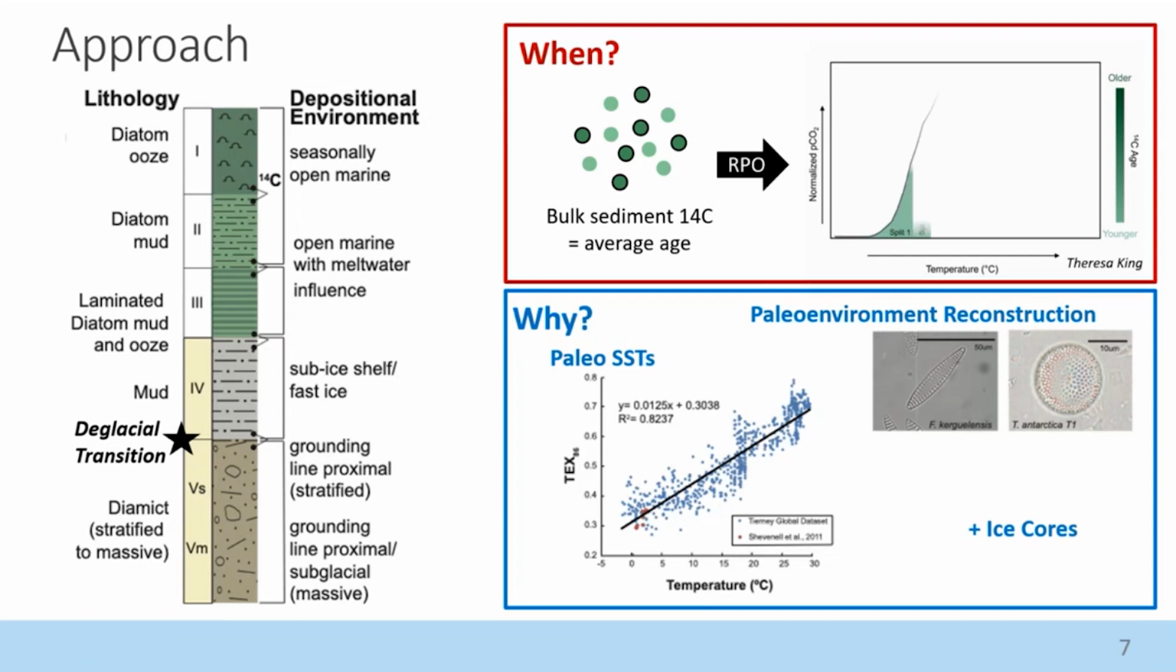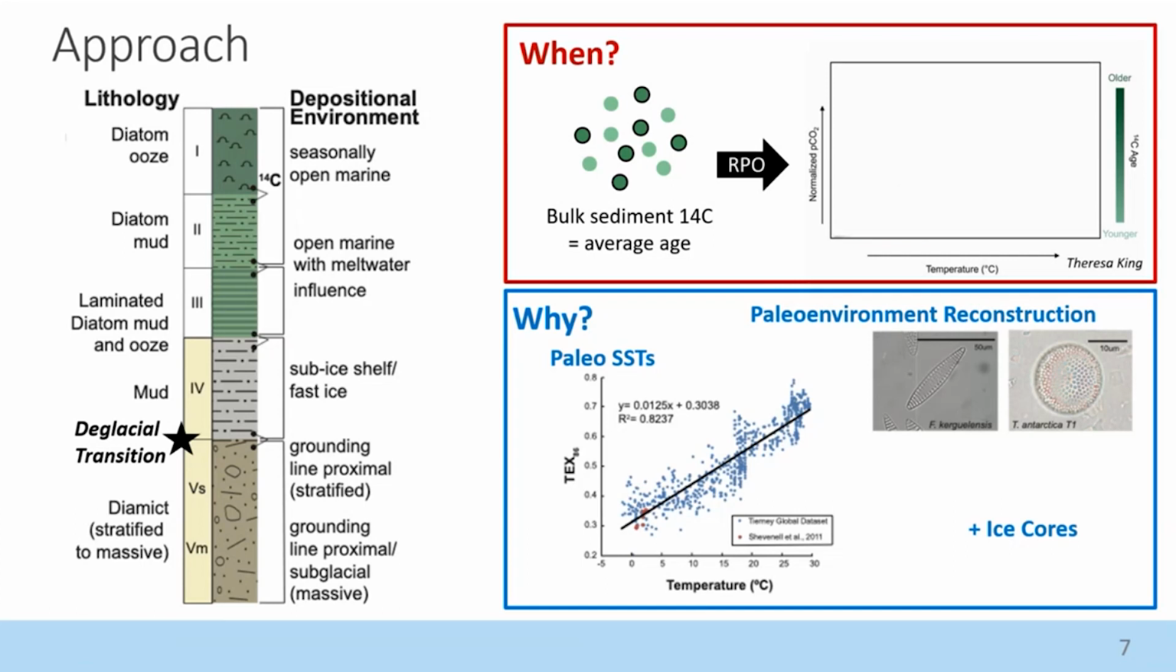And then to look at why ice retreated when it did, I'm reconstructing paleo sea surface temperatures using a lipid biomarker called TEX86. And here's the calibration curve we use with core top TEX86 values and measured ocean temperatures. And so we use this correlation curve to reconstruct temperatures into the past.